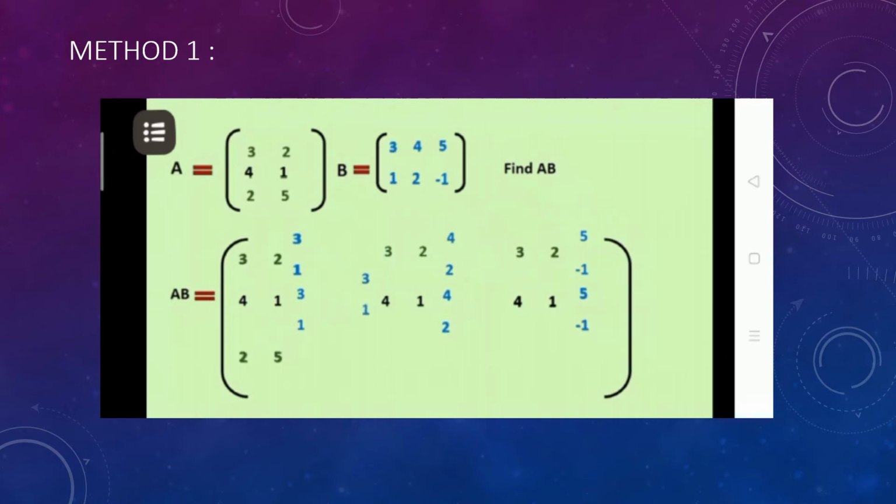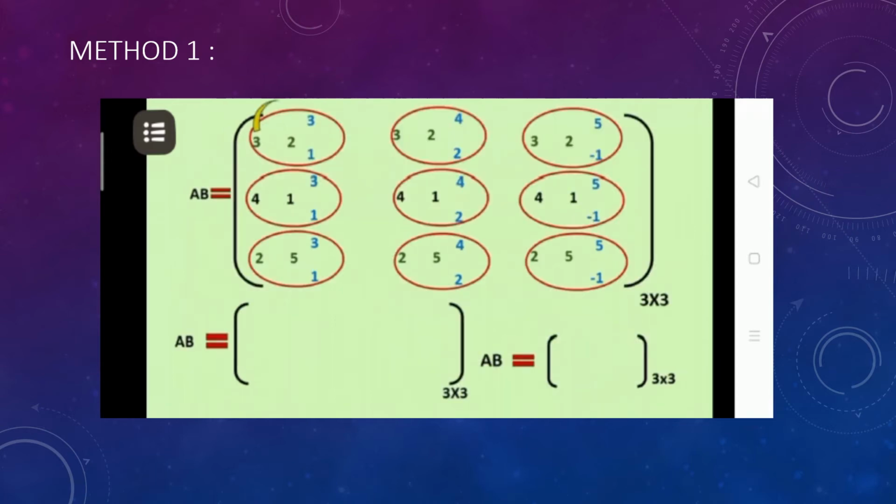Third row 2, 5 with first column 3, 1. Third row 2, 5 with second column 4, 2. Third row 2, 5 with third column 5, minus 1. We multiply: 3 3s are 9 plus 2 1s are 2. 3 4s are 12 plus 2 2s are 4. 3 5s are 15, 2 minus 1s are minus 2. 4 3s are 12 plus 1 1 is 1. 4 4s are 16 plus 1 2 is 2. 4 5s are 20, 1 minus 1 is minus 1.